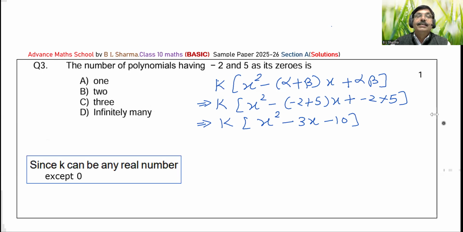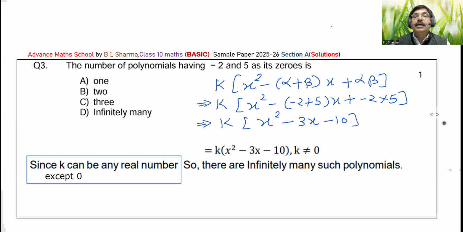So you can write, since k can be any real number except 0, there are infinitely many such polynomials having these two zeros. If there are two different zeros, there will be infinitely many polynomials. So which is the correct option here? D is the correct option.